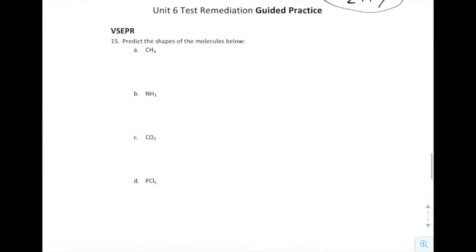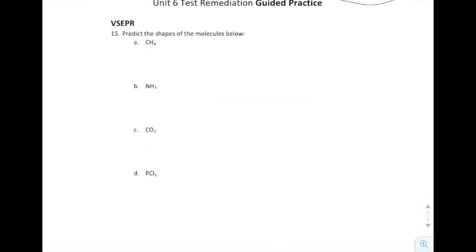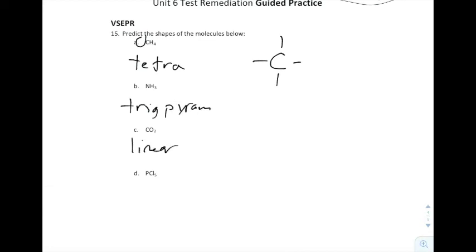Next, predict the shapes of the molecules below. I identify my central atom, and my central atom is the carbon, and I have 4 things around it. I have no leftover lone pairs of electrons, so I would say this is tetrahedral. You should be able to use the number of bonds and lone pairs to figure out this one is trigonal pyramidal. This one right here is linear, and this one right here is trigonal bipyramidal.